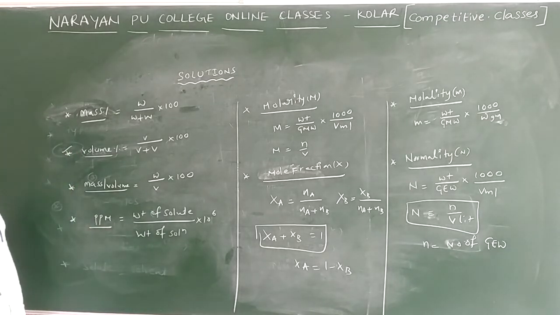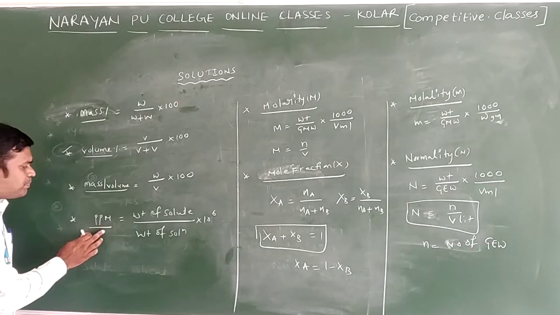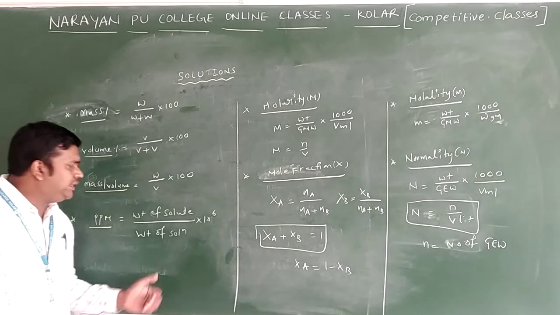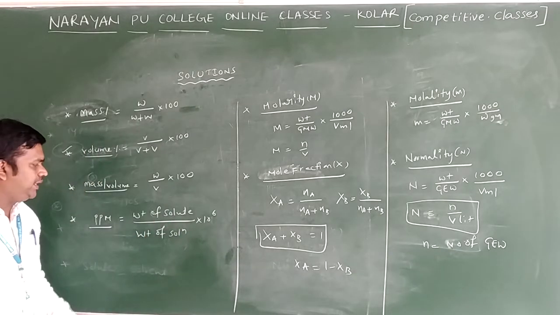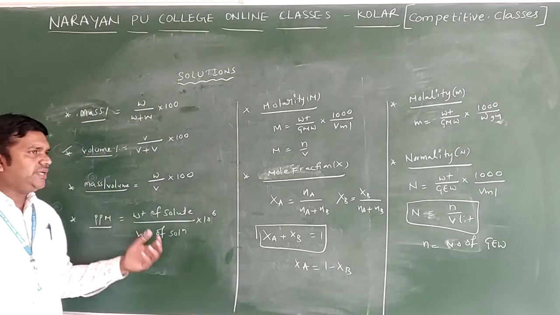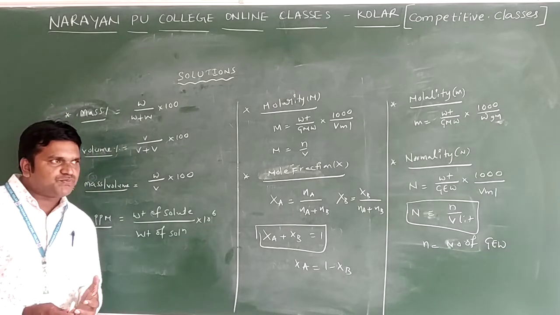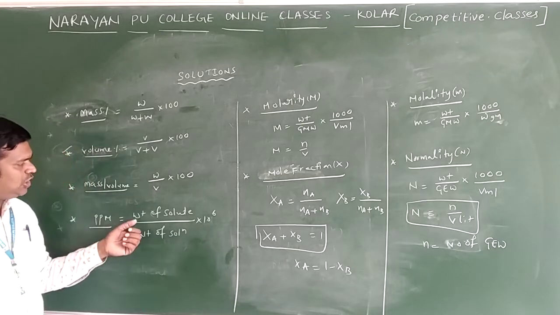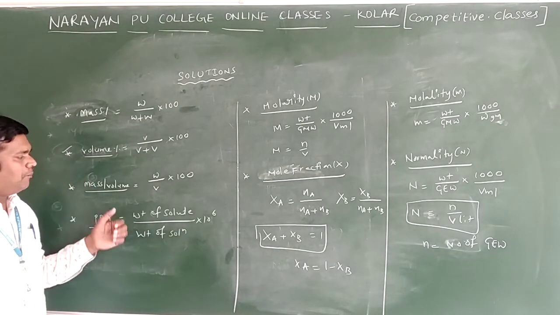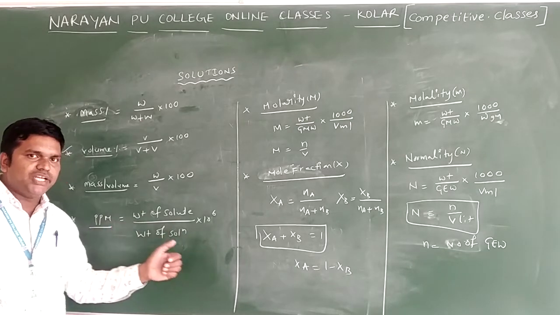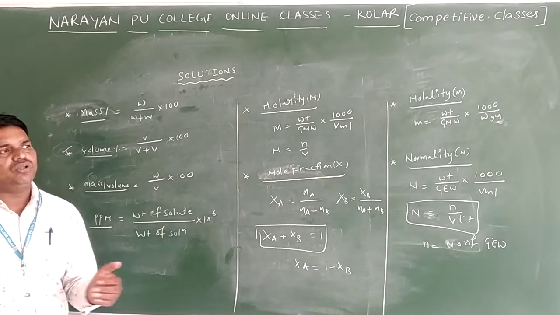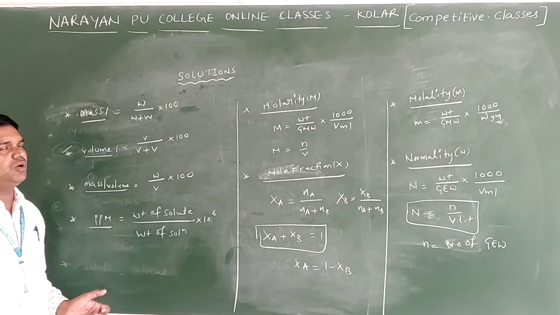And next one we have ppm. What is the full form of ppm? Parts per million. I wrote the formula here: weight of the solute by weight of the solution into 10 power 6 over. Here we can expand the formula and use it in different manners: volume of the solute by volume of the solution into 10 power 6, or number of moles of solute by total number of moles of the solution into 10 power 6. Based on the given information, we can choose the formula.